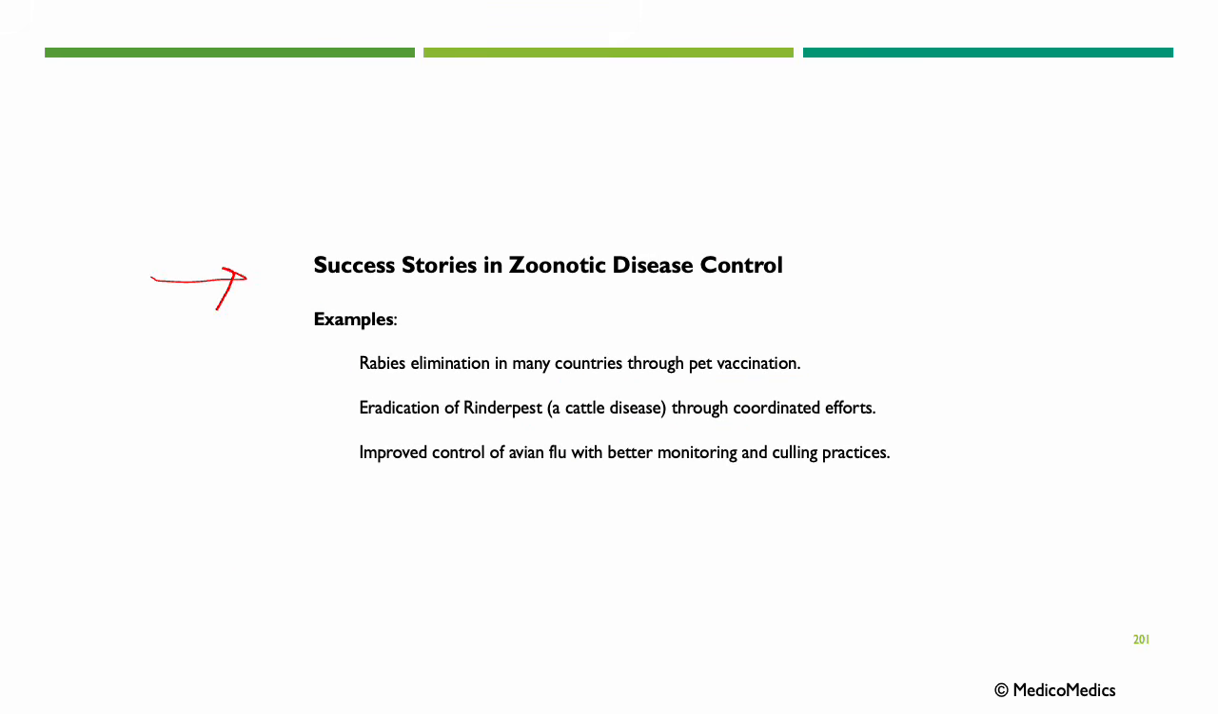And some success stories in zoonotic disease control. Examples include rabies elimination in many countries through pet vaccination, eradication of rinderpest, a cattle disease, through coordinated efforts, and improved control of avian flu with better monitoring and culling practices.